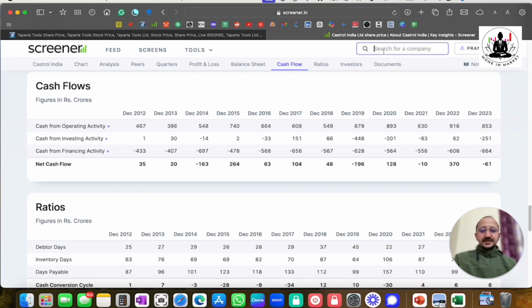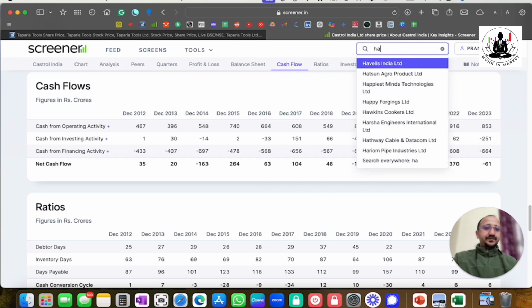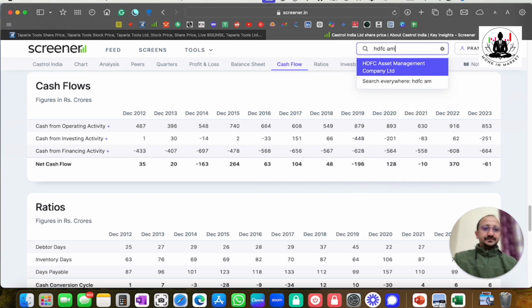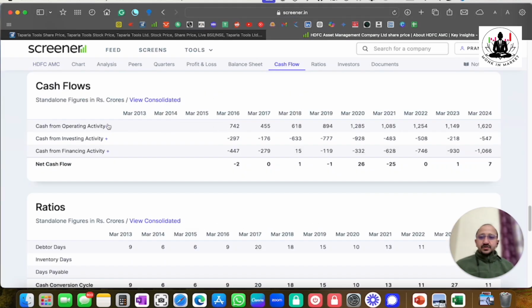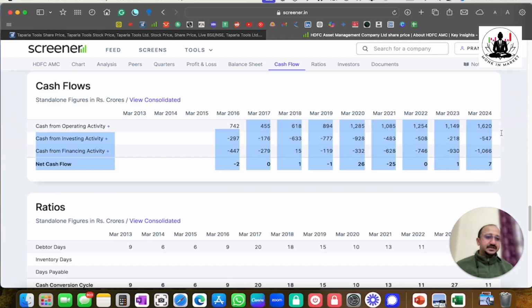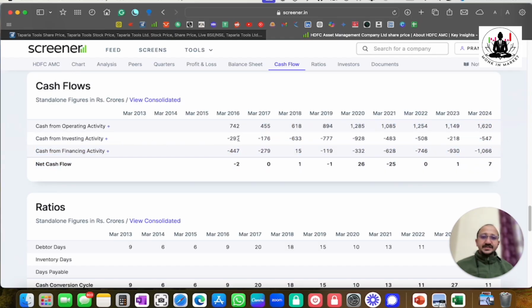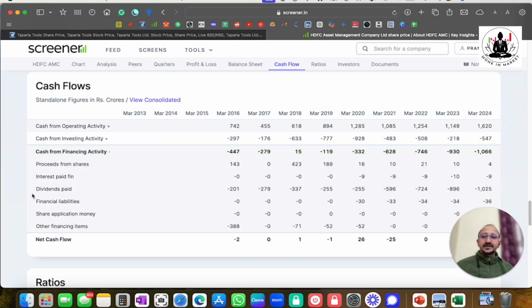Let's see one more company, HDFC AMC. So operating activity, is it positive throughout? Yes, it's positive throughout. Investing activity, is it negative? Yes, it is negative. It means they are investing whatever money they're making. Both are good signs. Financing activity, okay, sometimes negative. Let's see where they are using it.